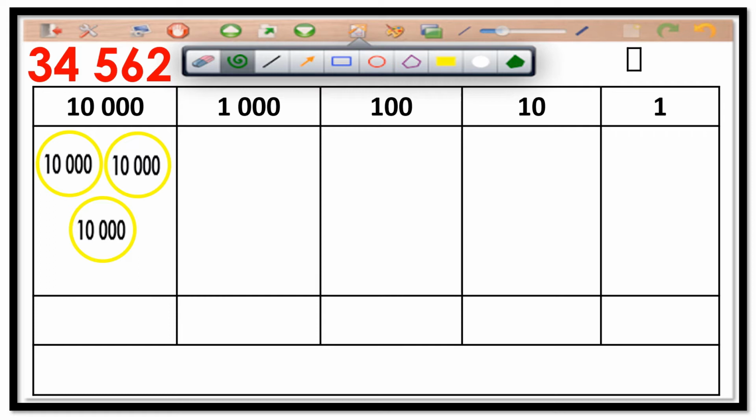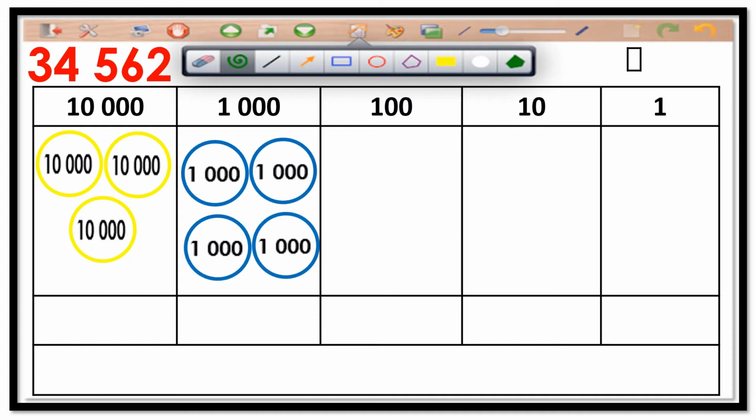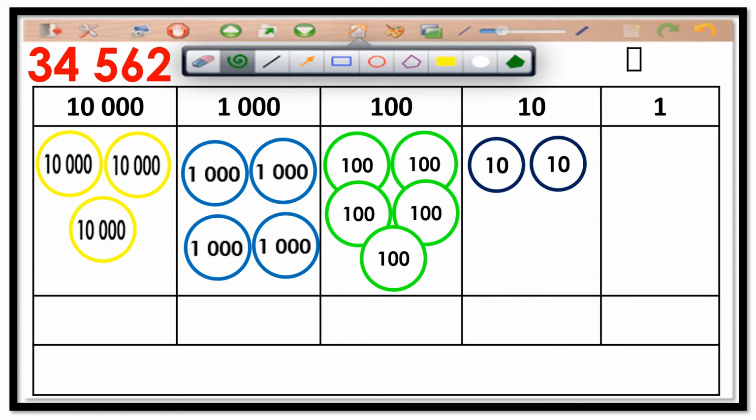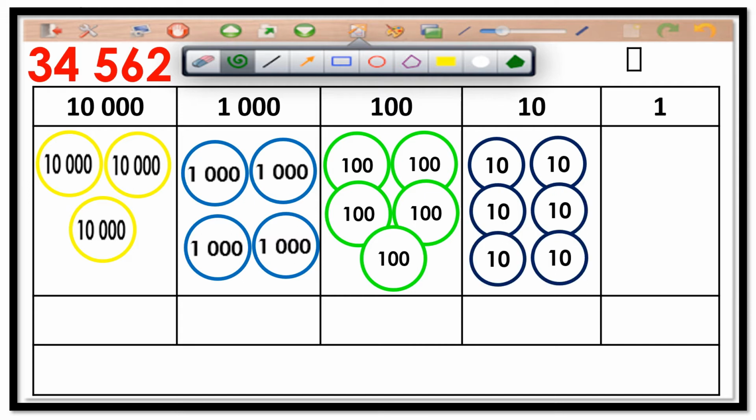Next, punta tayo sa 1,000. Ilang 1,000 meron sa 4,000? 1, 2, 3, 4. So, mayroong 4 na tig-1,000. So, 100 naman. Ilang number disc meron sa 500? So, let us start. 1, 2, 3, 4, 5. 5. Okay. Next, ilang tens kayang number disc meron ang 60? Dito sa 62, 60 lang ang kailangan natin. 1, 2, 3, 4, 5, 6. So, 6. And then, sa ones, ilang number disc ang kailangan natin? 1, 2. So, merong 2 number disc.